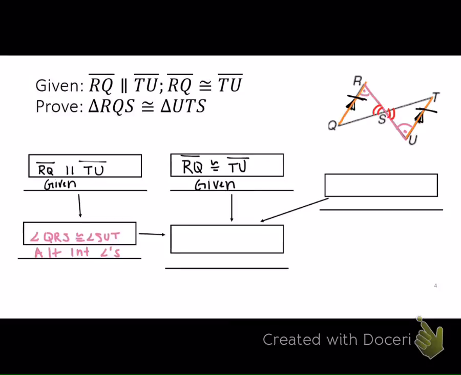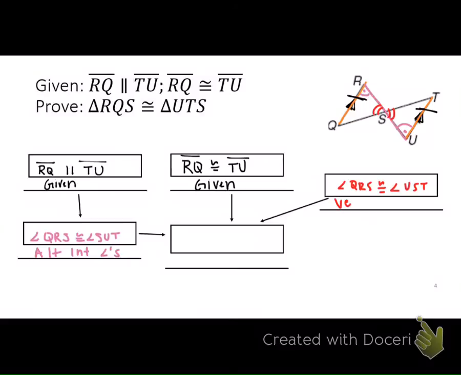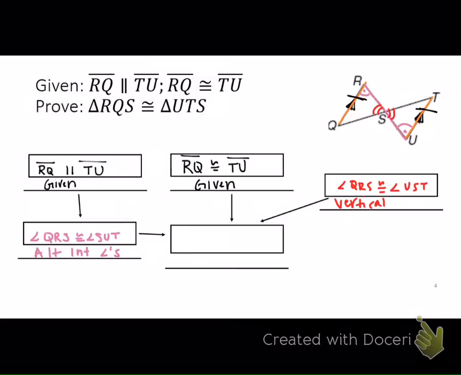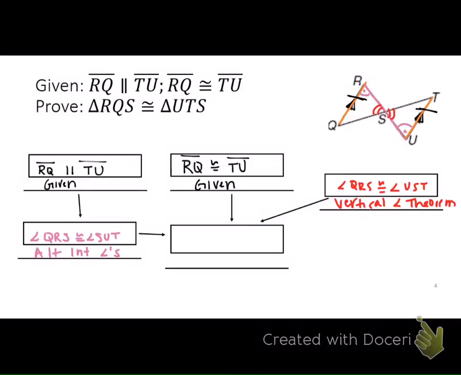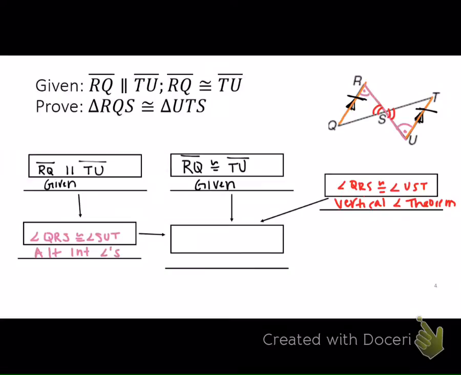So this is angle QSR is congruent to angle UST, and that is by the vertical angle theorem. Do we have enough information now to prove these 2 triangles congruent? Do we have 3 markings on both of them? Okay, what's my reason? Before I say these 2 triangles are congruent, what is my reason, Ian?